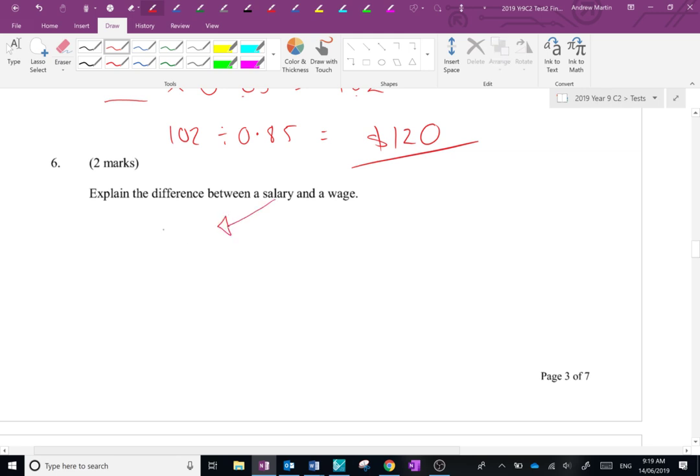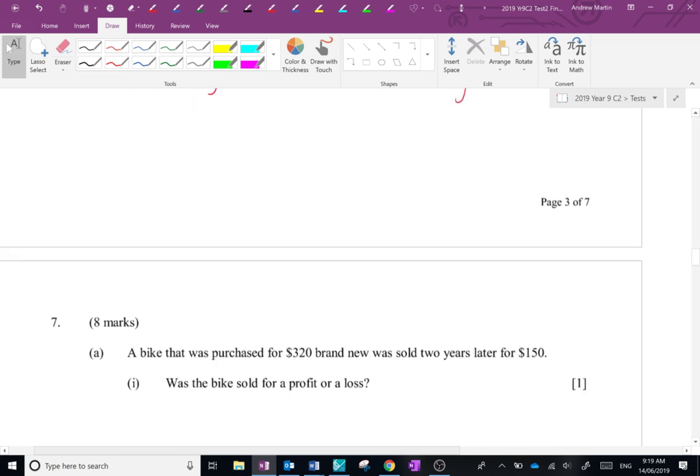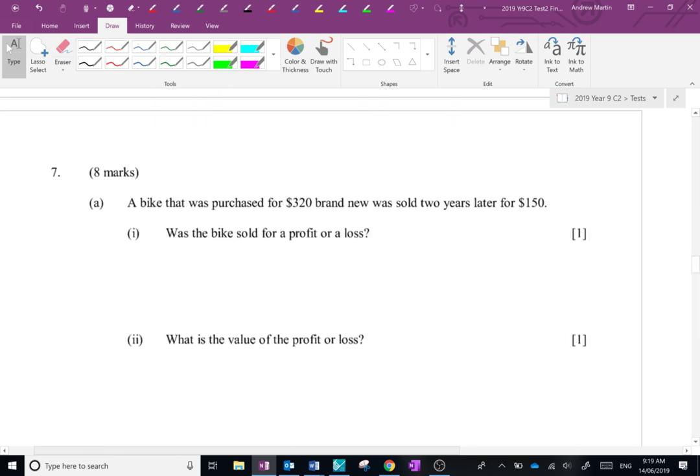Difference between a salary and a wage. Okay, so a salary is like a yearly amount you get paid, and a wage is like an hourly rate. So for example, if they say someone gets paid $25 an hour, they're talking about their wage. Someone says they get paid $80,000 a year, they're talking about a salary.